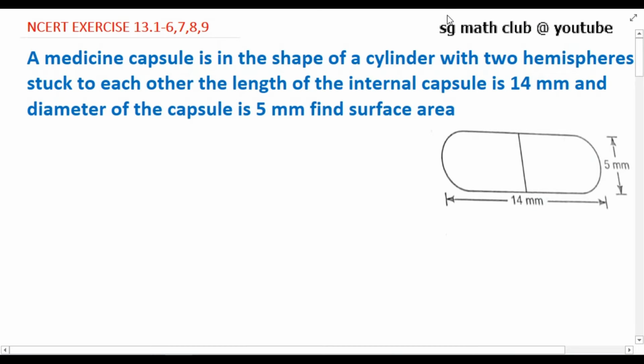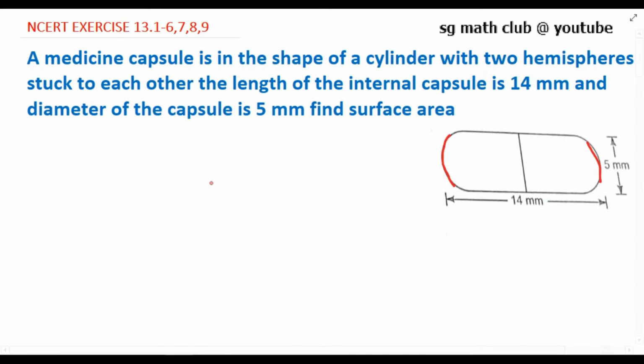In today's video, we will do some of the problems based on surface area of combination of solids. So the first question is, a medicine capsule is in the shape of the cylinder with two hemispheres stuck to each other, and the length of the internal capsule is 14 millimeter, diameter of the capsule is 5 millimeter. We need to find surface area of this capsule.